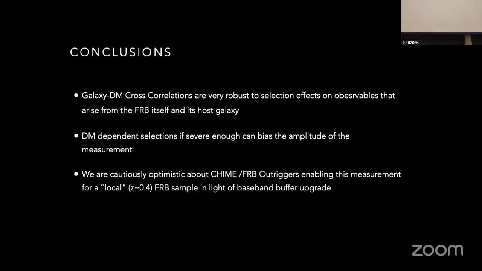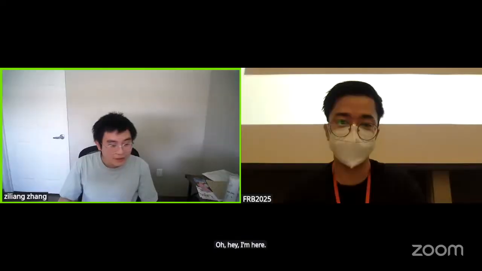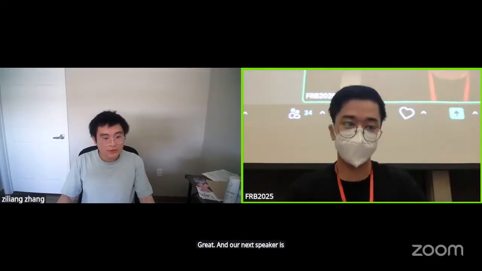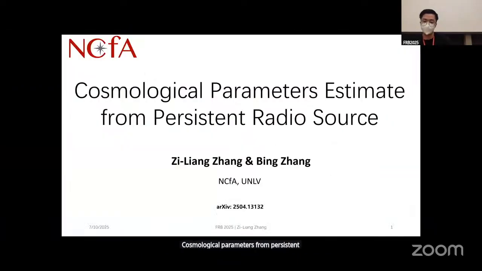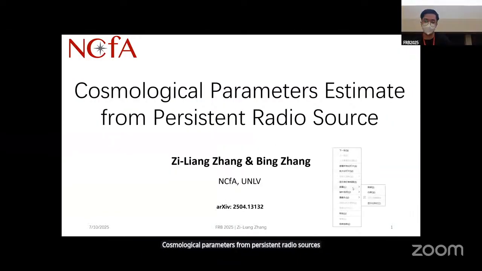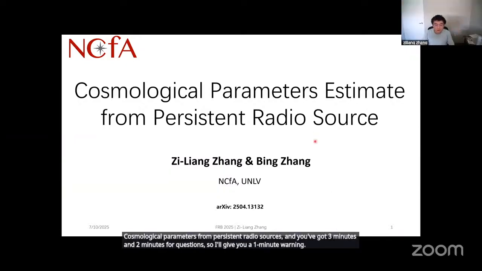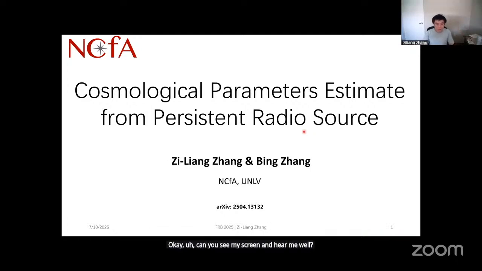Okay, let's thank Shion again. Oh, hey, I'm here. Great. And our next speaker is Zi-Liang, and they're going to talk about cosmological parameters from persistent radio sources. And you've got 3 minutes and 2 minutes for questions. So I'll give you a 1 minute warning. Okay, can you see my screen and hear me well? Yep, all three. Okay.